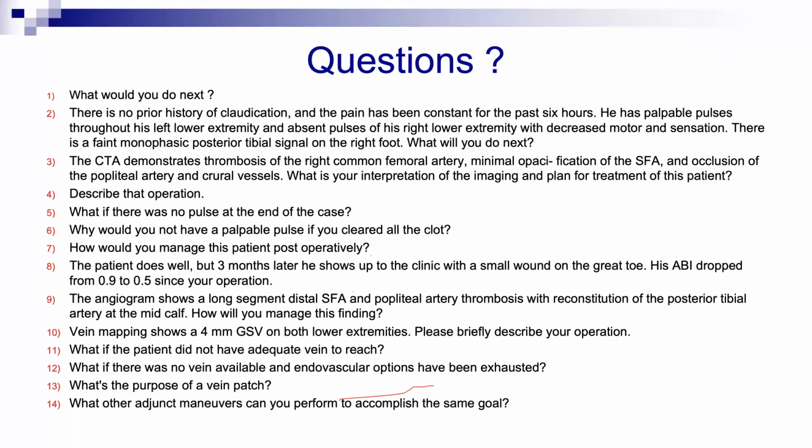What do they mean? It means a cuff or Miller cuff, a vein cuff. I think it is, if I'm using a prosthetic graft, how can I make it patent? Maybe they ask what other patch you can use, like a Linton or Taylor patch, or a cuff, or Miller cuff. Is there another one? I don't know about a fistula. I don't think a fistula will help.